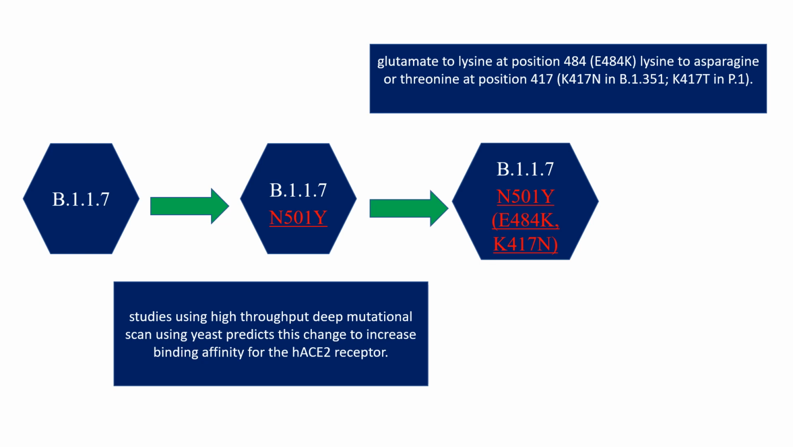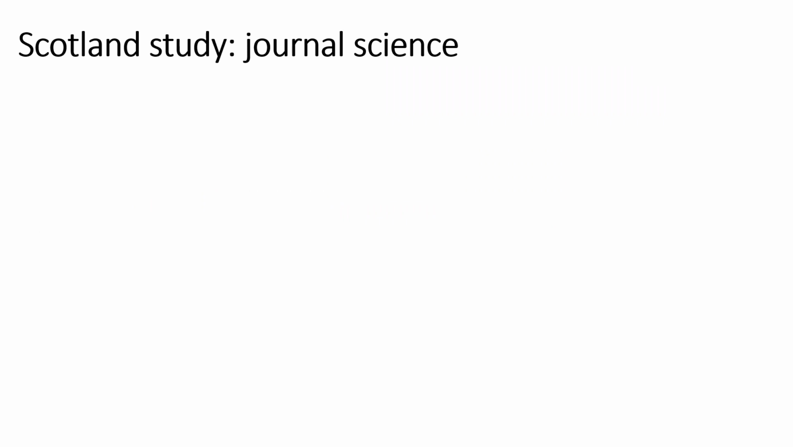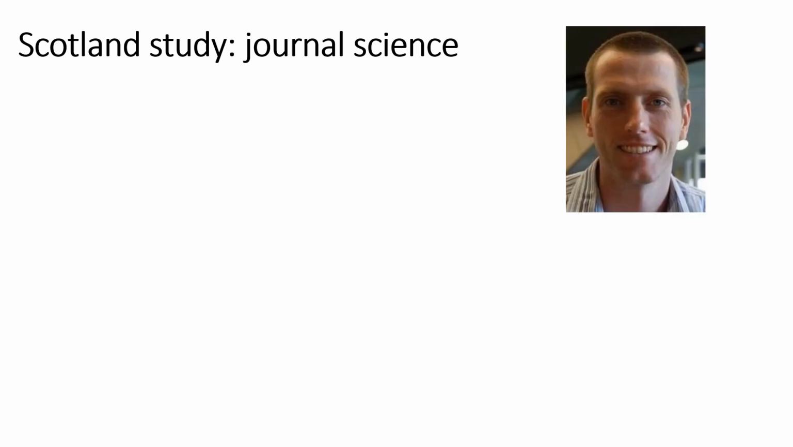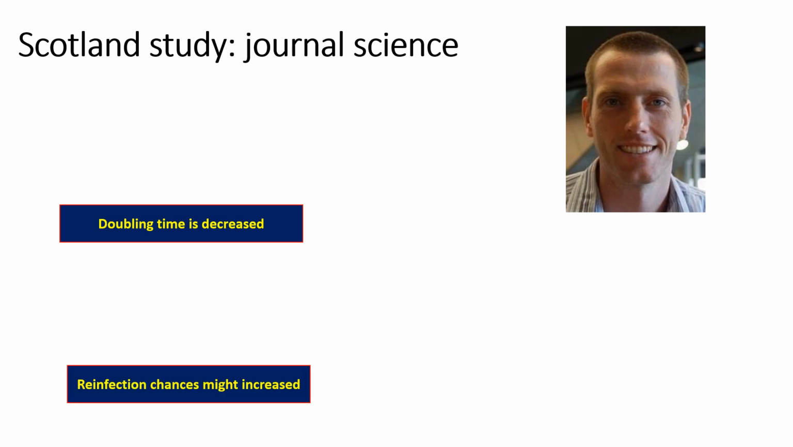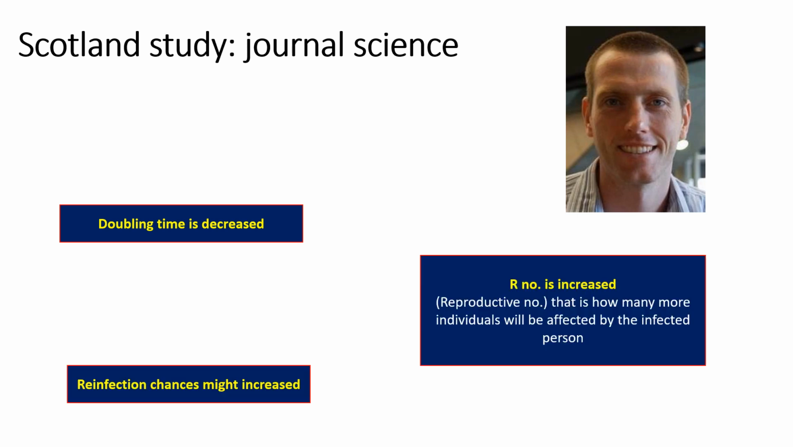Then they have also seen a double mutant, where glutamate has been changed to lysine at position 484, and lysine has been changed to asparagine or threonine at position 417, which is now known as the Delta plus variant of COVID-19. A recent study in the Scottish population, published in the journal Science and led by Professor Stephen, stated that the doubling time of this variant is decreased while the reinfection chances might increase, and the R number, that is the reproductive number, is increased.